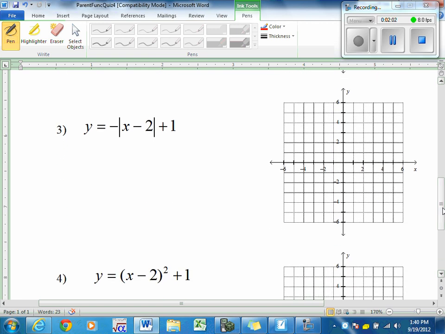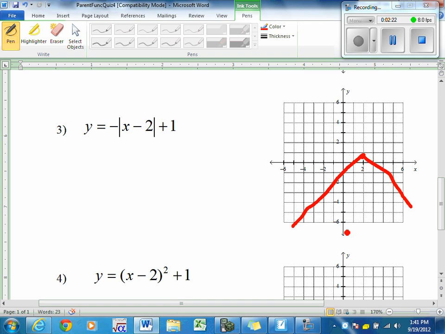3, negative absolute value of x minus 2 plus 1. So we're going to move it to the right 2. We're going to move it up 1. The negative in front flips it over. So we get our upside down v like this. 1 point if it's upside down, 1 point if it's right 2, 1 point if it's up 1.